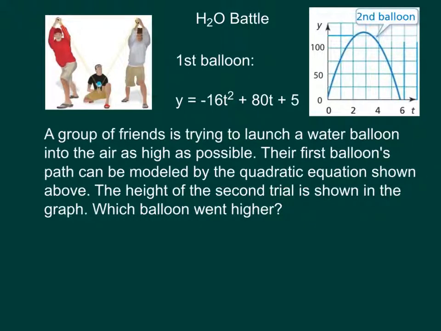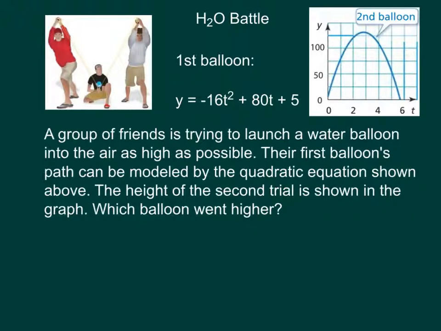All right, let's look at one last example where we can use the quadratic equation to interpret some results. Imagine you have a group of friends trying to launch a water balloon into the air as high as possible. And the first balloon's path can be modeled by the quadratic equation shown here. It's y equals negative 16t squared plus 80t plus 5. Y is going to be the height of the balloon, and that's going to be after t seconds.